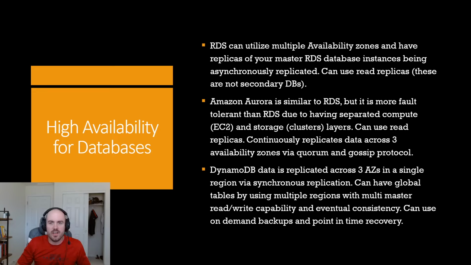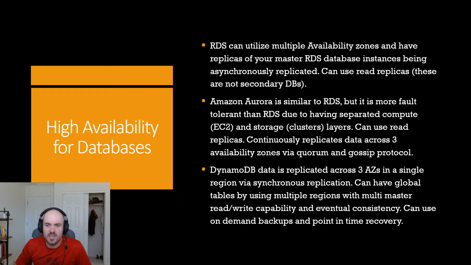So high availability for databases. So RDS can utilize multiple availability zones, and it can have replicas of your master RDS database instances being asynchronously replicated. You can use read replicas, which it's important to note are not necessarily secondary databases because they can't do writes. They're just for read traffic to help offload some of that from a primary database.